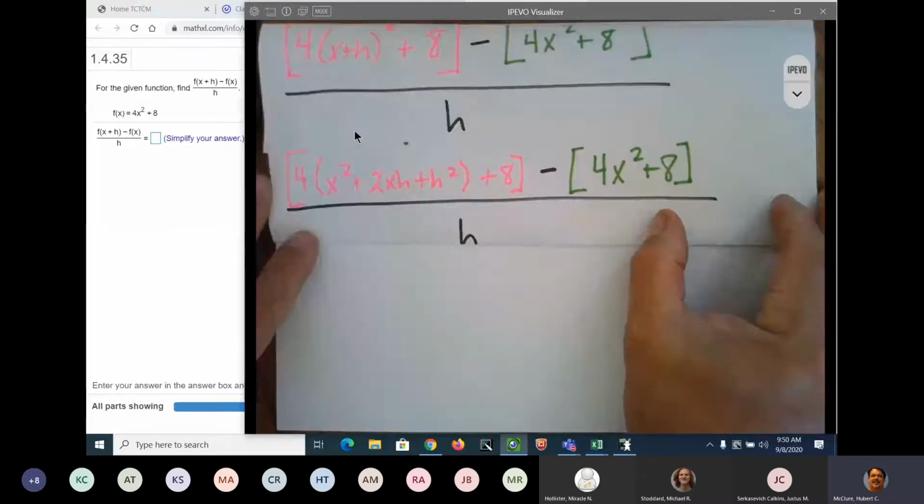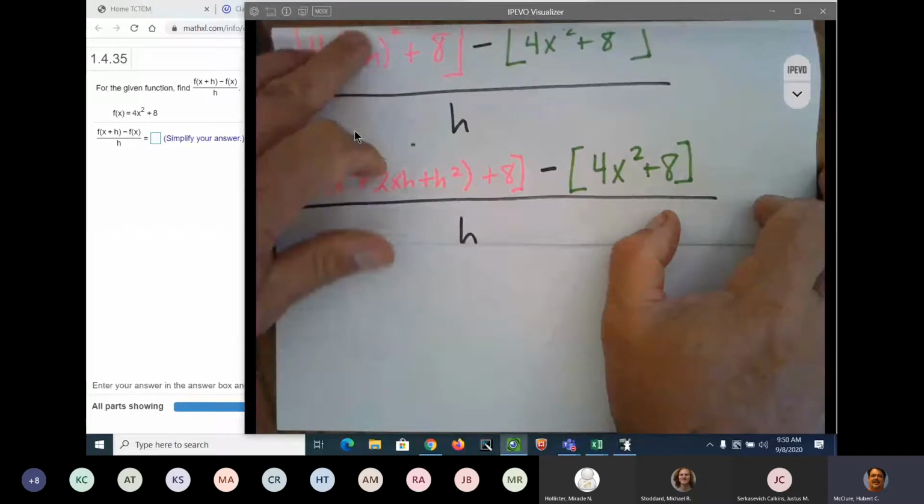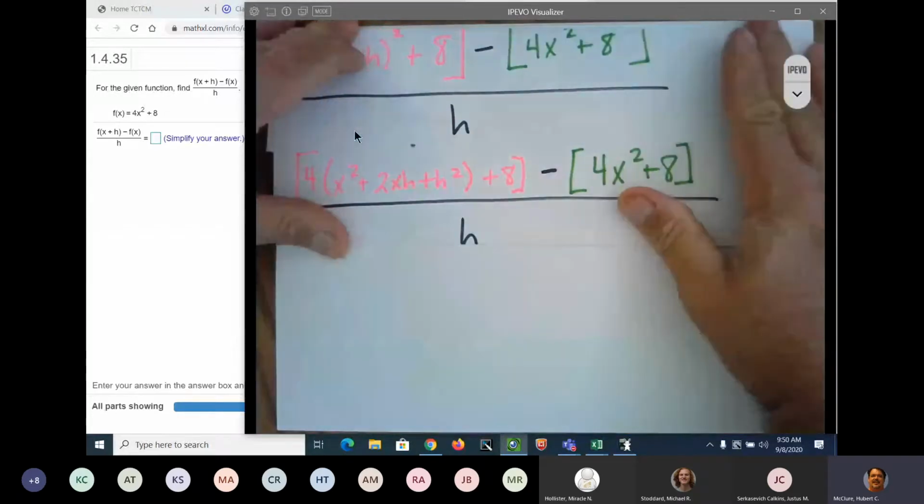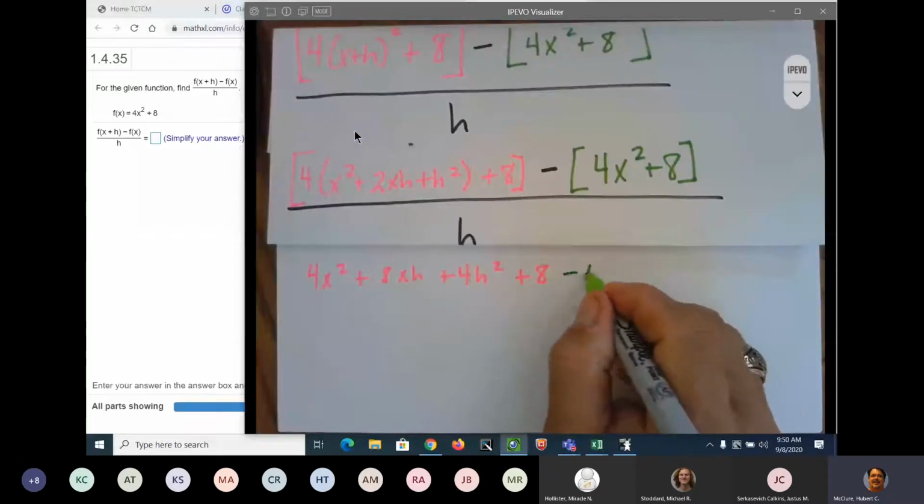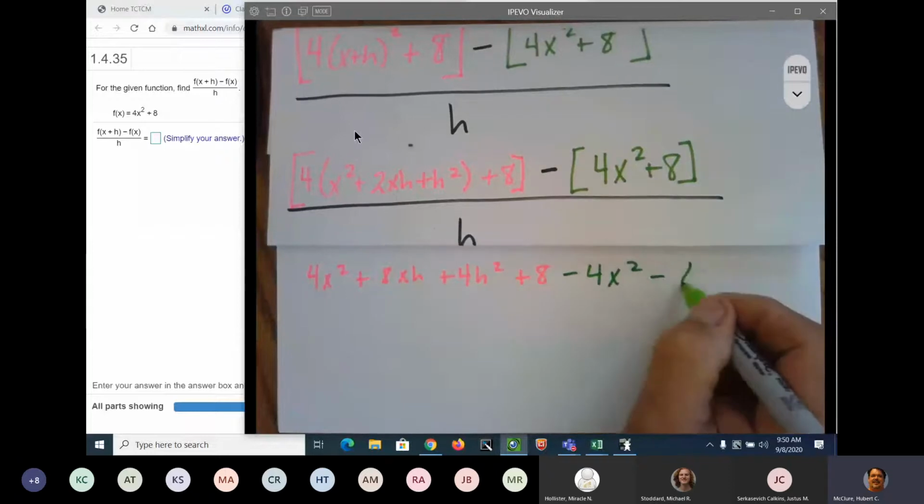Well, I'm gonna just do the second and third part. There we go. There you go. So now that's going to give us 4x squared plus 8xh plus 4h squared plus 8 minus 4x squared minus 8 all over h.